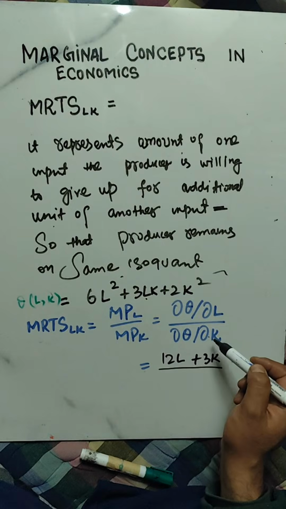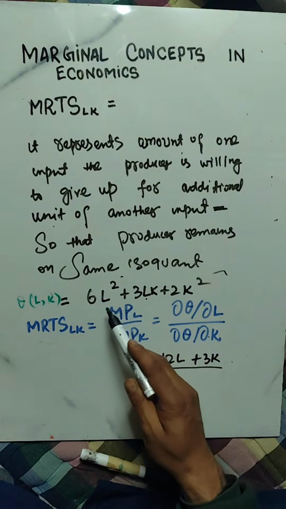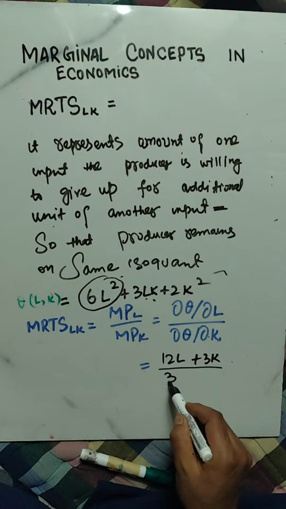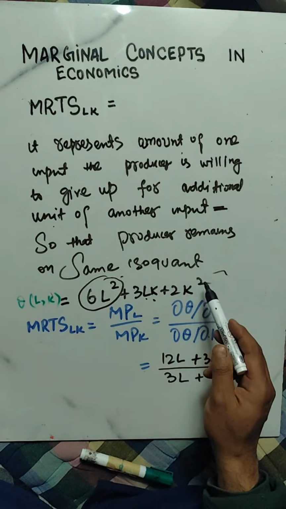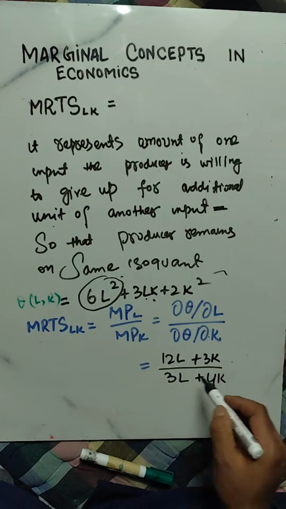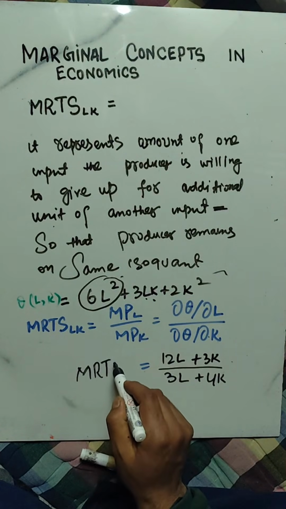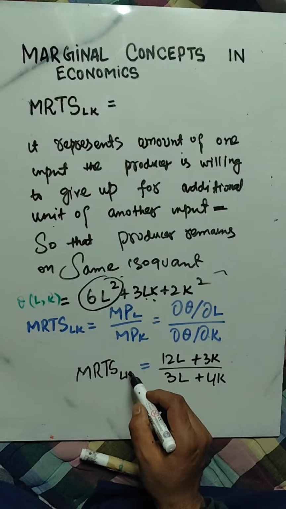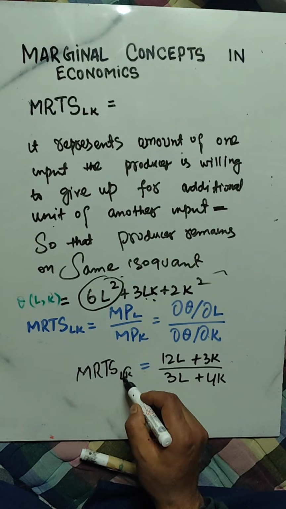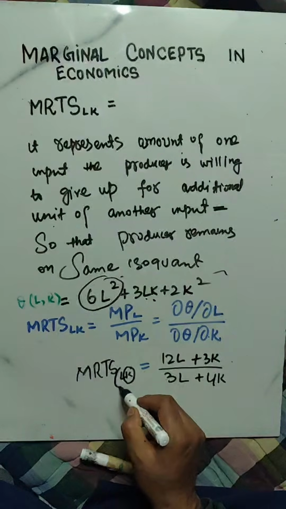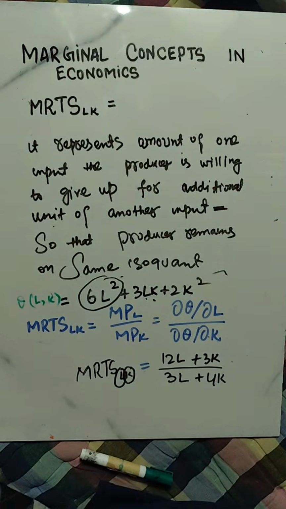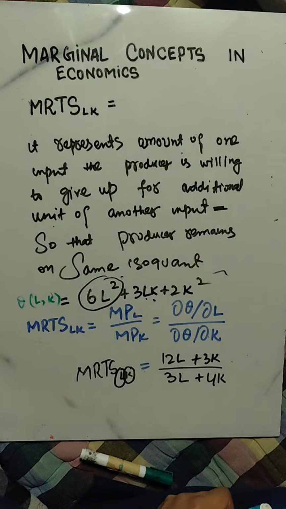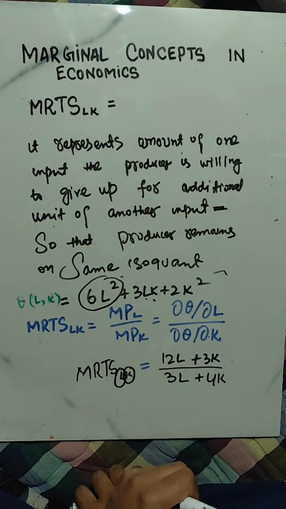divided by dq upon dk, meaning the derivative with respect to k partially. Since we are taking partials, the first term will be 0, derivative of k in the second term is 1, so we are left with 3L plus derivative of k square is 2k, so we get 2 into 2 is 4k. That will be our marginal rate of technical substitution between labor and capital. How many units of capital we need to sacrifice for one additional unit of labor is being shown by this marginal rate of technical substitution.